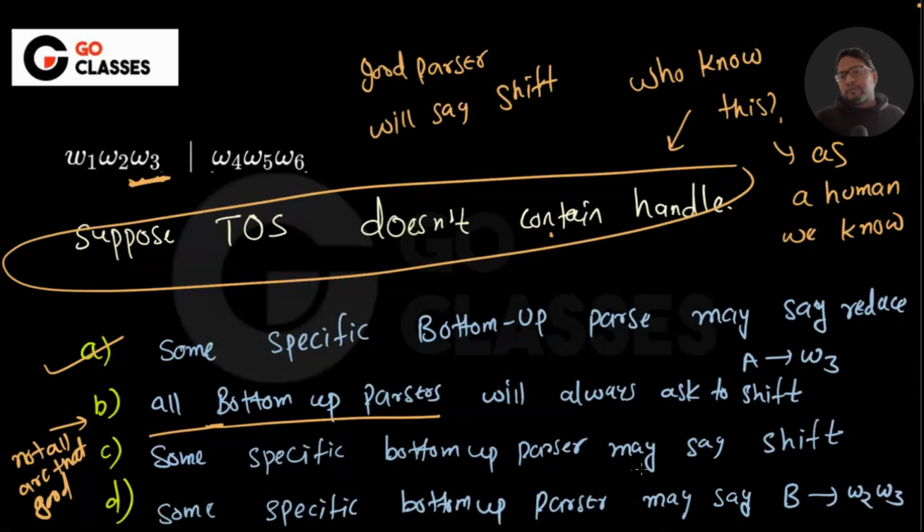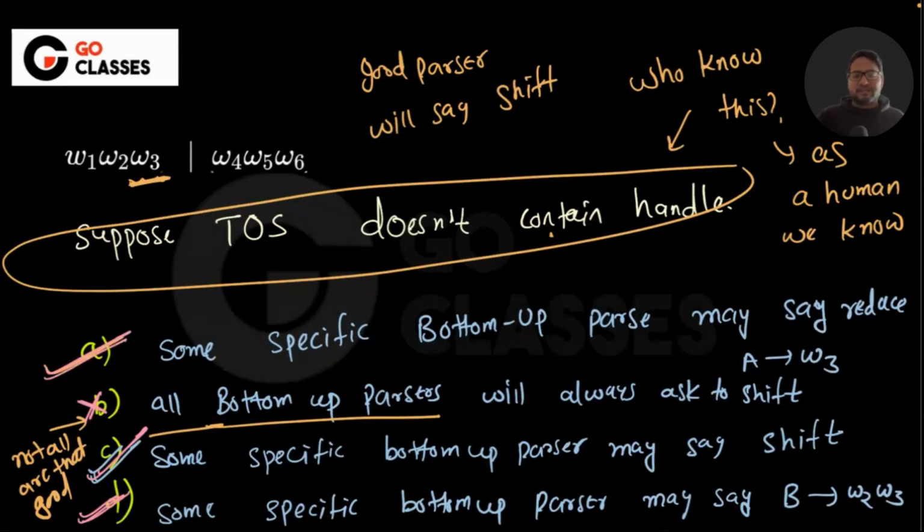Now some specific bottom-up parser may say shift. Yeah, some may be good. There are good people in the field, there are good people in the world. They will say, okay, shift it. And some specific bottom-up parser may say reduce this to this. What do you think? Yeah, some bad parser may say this. Some good parser will say shift, a bad parser will say reduce. So this can happen. All bottom-up parsers will ask to shift? No, no, no. All bottom-up parsers are not that good.